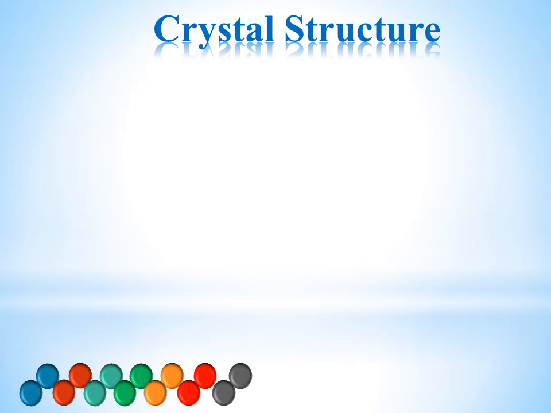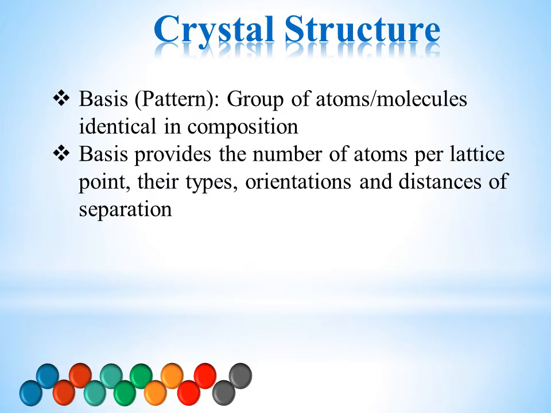The next fundamental factor behind the crystal system is the basis. Basis is the group of atoms or molecules identical in composition. It is also referred to as pattern. It provides the information about the number of atoms per lattice point, types, orientation and distance of separation between the atoms. So in general we say that lattice plus basis gives the crystal structure of the system.